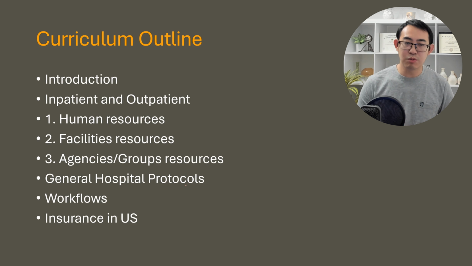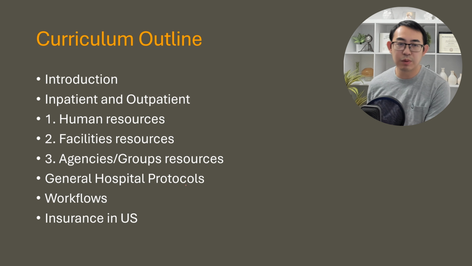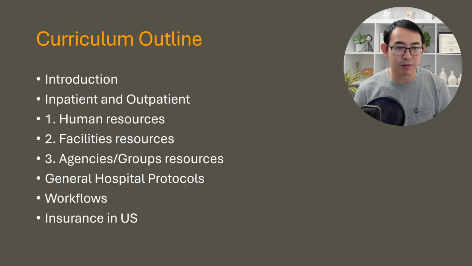So inpatient: human, facilities, agency. So there are going to be multiple video series. The next one after this, we're going to talk about the inpatient human resources, and then after that, inpatient facilities resources, and then we're going to talk about inpatient agencies resources. Then we move to the outpatients, and then we go over each of that.